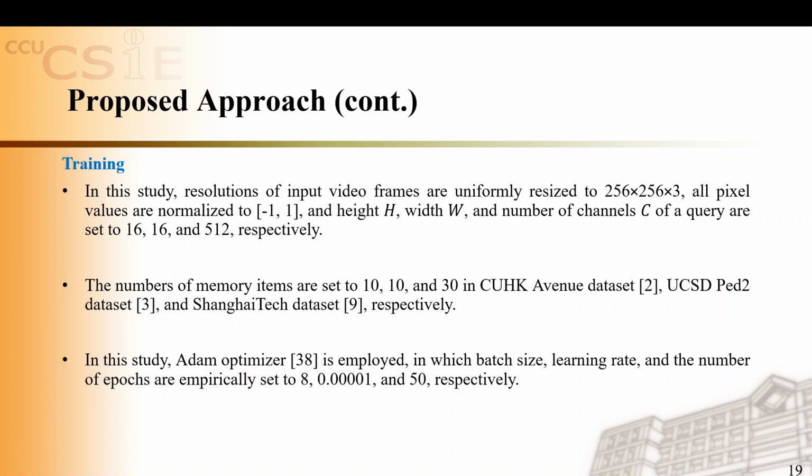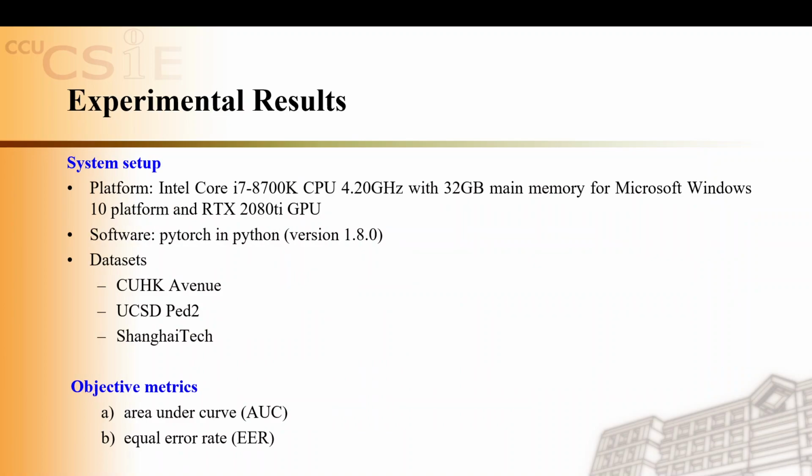In this study, the resolution of input video frames will be normalized by resizing, and all pixel values are normalized to the range -1 to 1. The Adam optimizer is employed in this study for training and computing. This shows the system setup. We will use 3 datasets: CUHK Avenue, UCSD Ped2, and ShanghaiTech. Two objective metrics, AUC and EER, are employed.